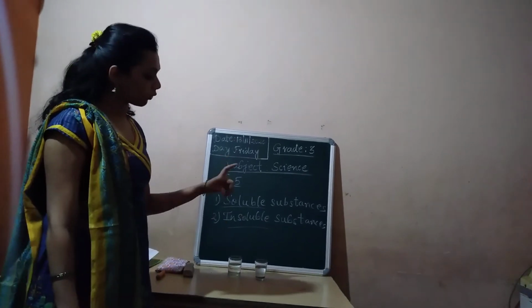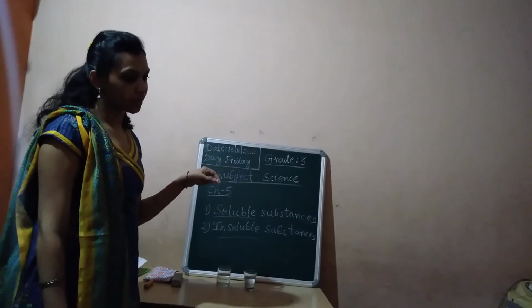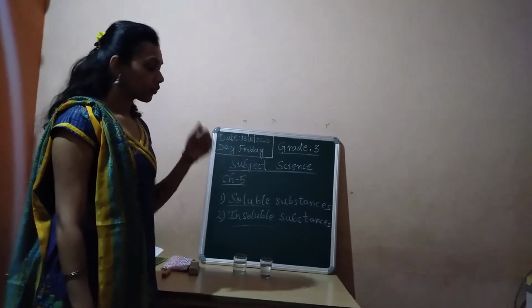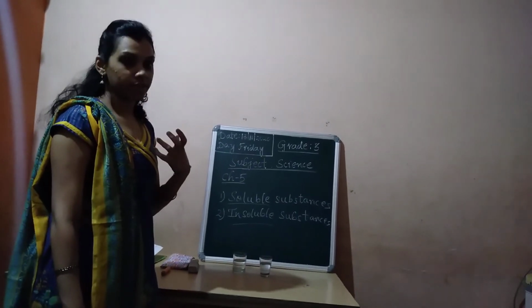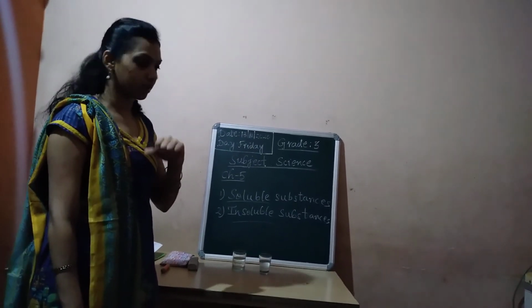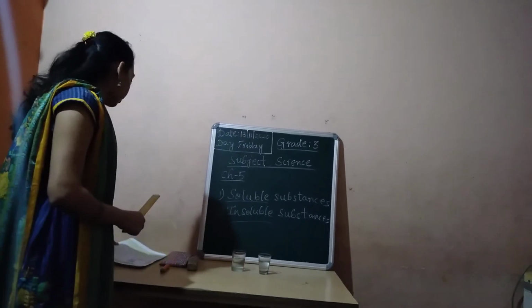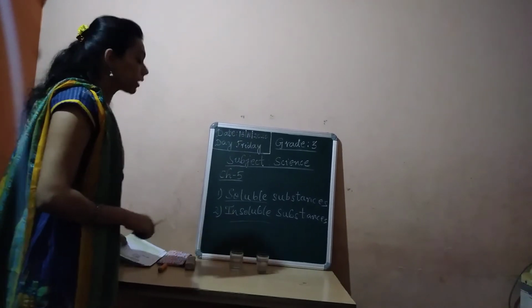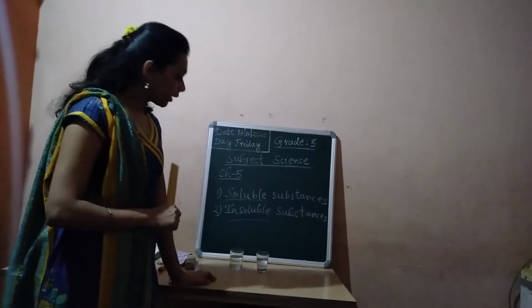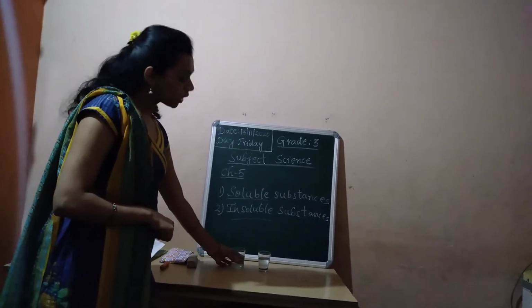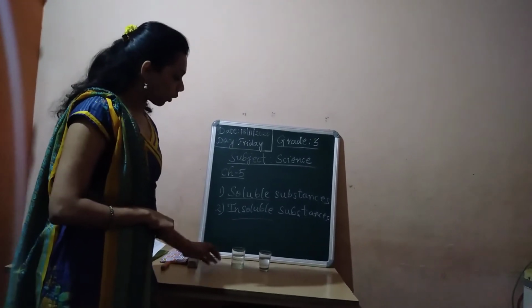Now take a glass of water, mix glucose inside that, and stir it well. What will happen? It is an energy drink. When we drink it, we get energy. And one more thing is, it is a soluble substance. Why? Because if we add glucose to water, it will get dissolved in water.